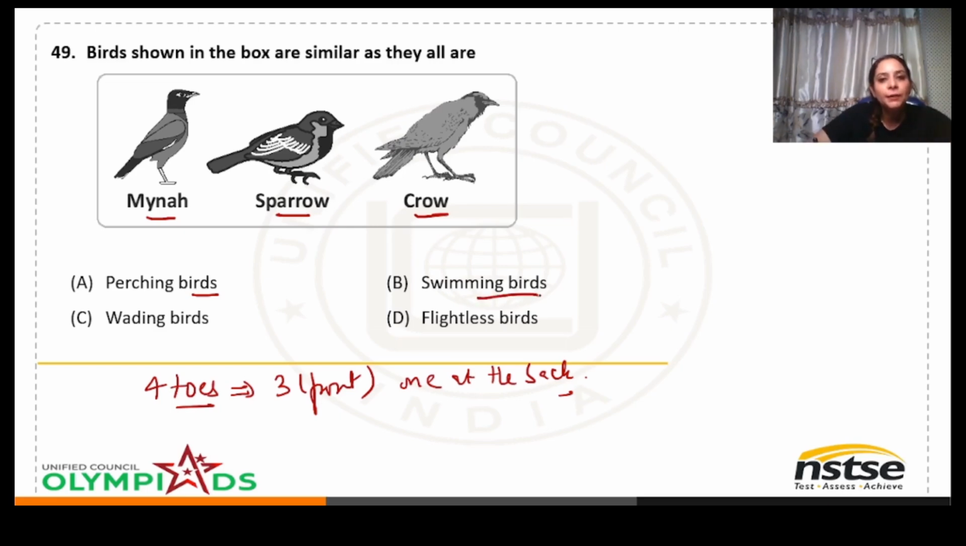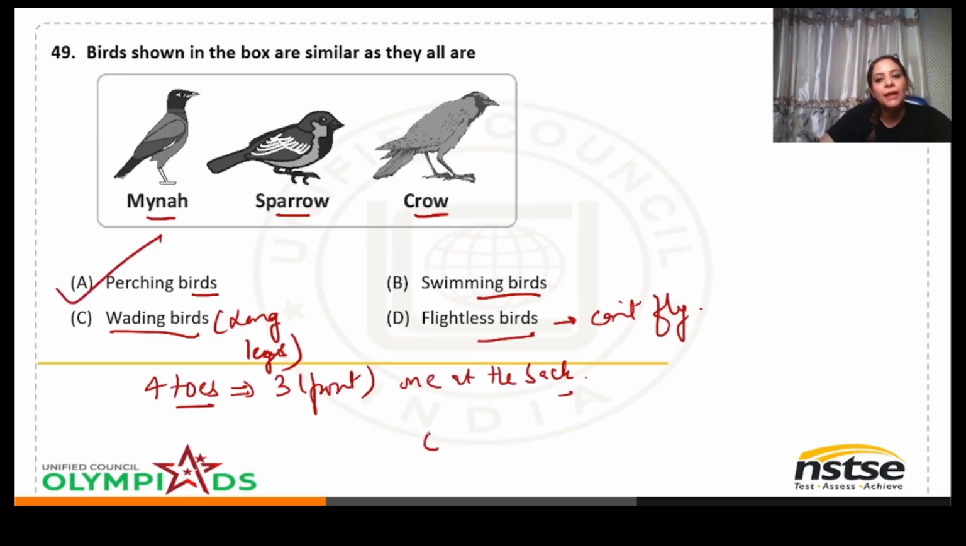Now next comes swimming birds, which can swim in water, like you have duck. Wading birds are those which have got long legs. Flightless birds are those which have got feathers but they can't fly, like you have ostrich. So all 3 of them belong to option A. That is, they all are perching birds. They have got 4 toes, 3 in front, 1 at the back, which helps them to perch, and also they can sing musical songs to attract the mating partner. So option A is the correct answer.